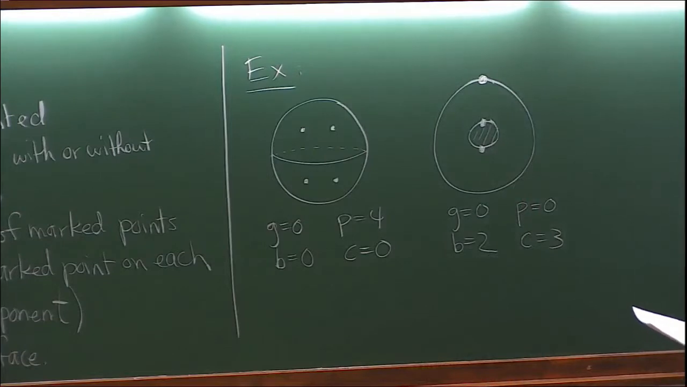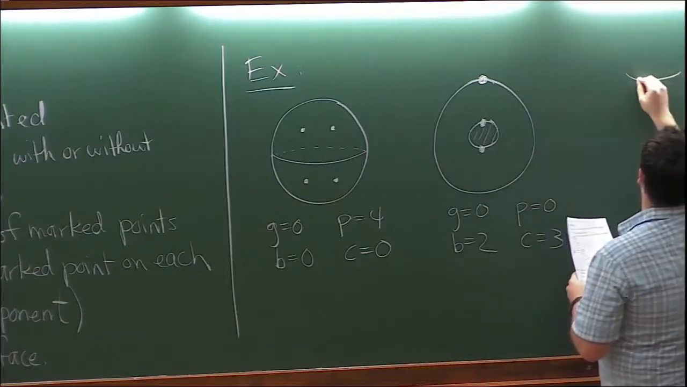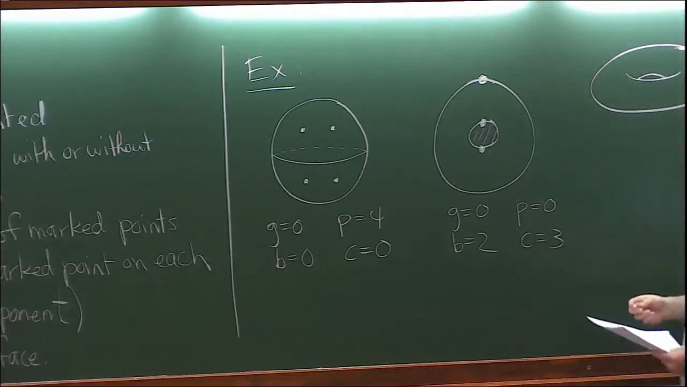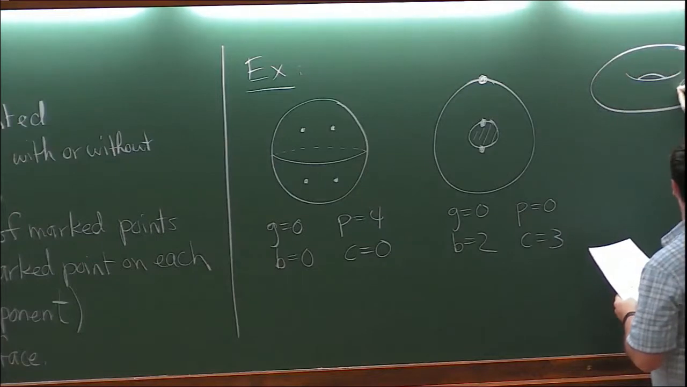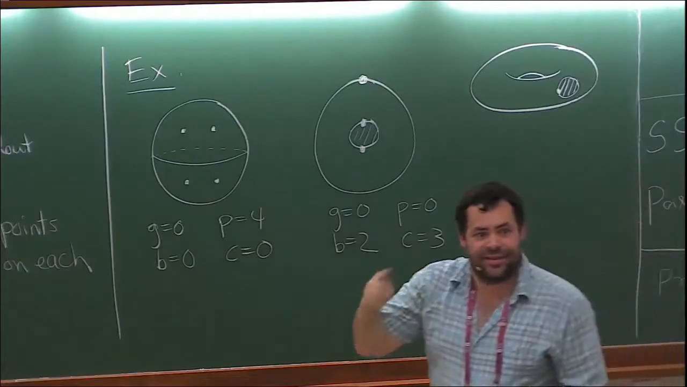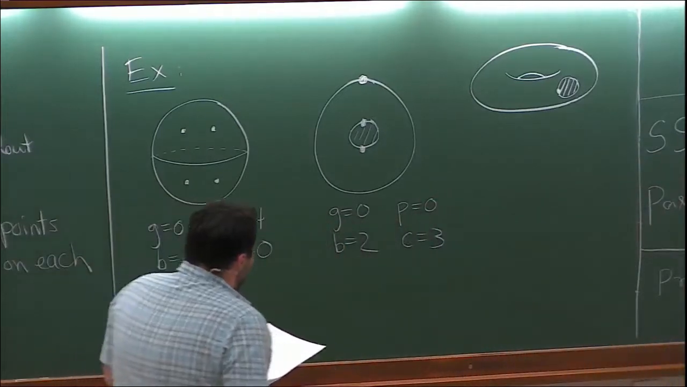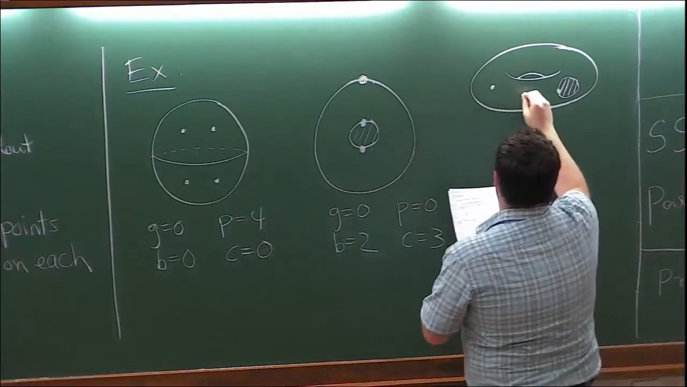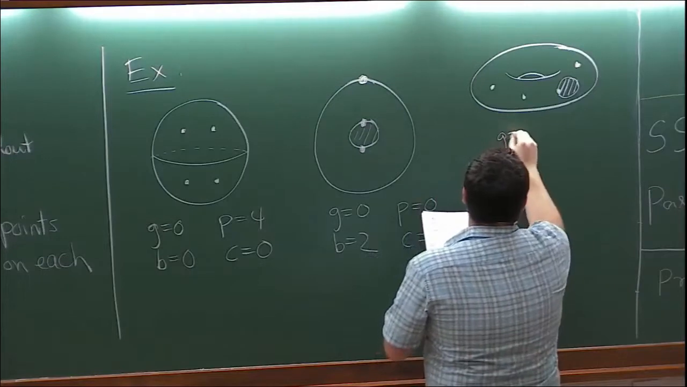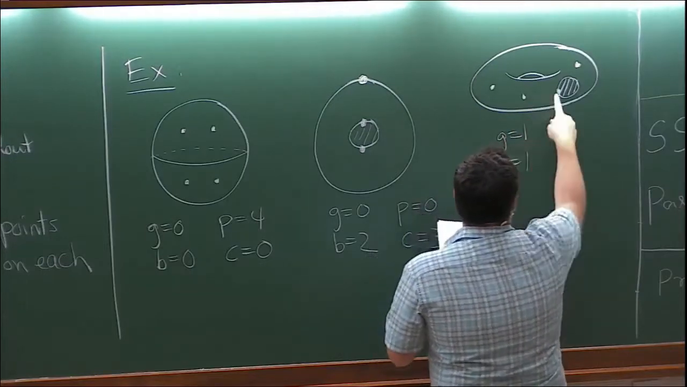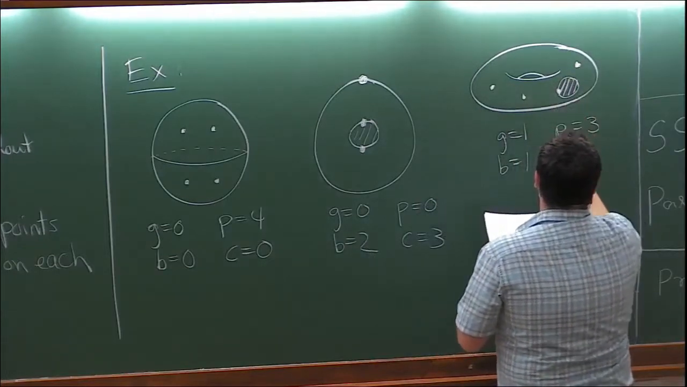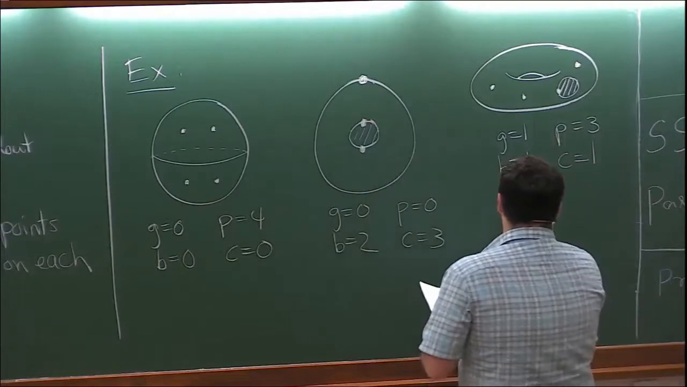So I'll draw 2 more examples. Here's a torus. And I can cut out a disk. Let me just add some punctures. All right, so let's write down all this data. Genus is 1. Boundary components, there's 1. There are 3 punctures. And there's 1 marked point on a boundary component.